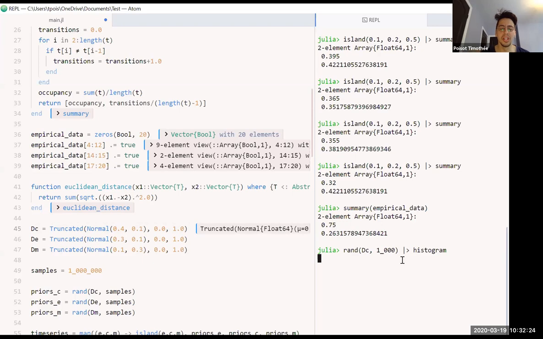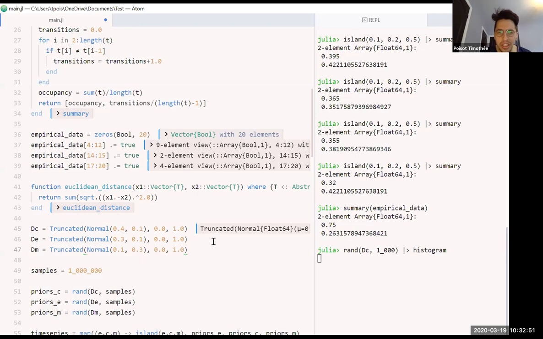So the first time you run any function in Julia, it takes a little while because it is compiling it, and then the second time is faster. So we should be seeing a histogram in the next couple of seconds, usually. But of course, when you do something in front of an audience, it always takes longer or crashes.